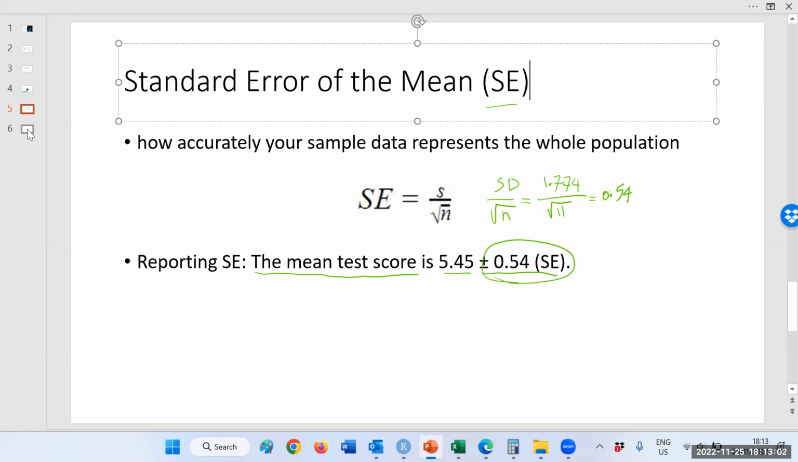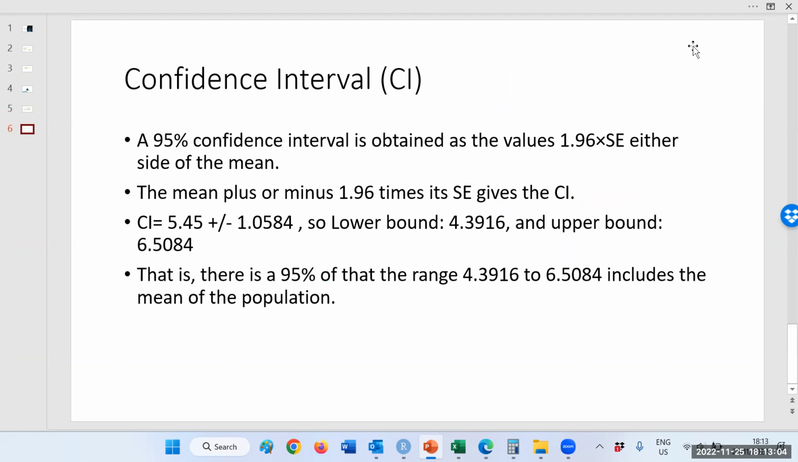Now, this brings me to the final concept, which is confidence interval. And I think this is very useful and very important. So a confidence interval refers to a 95%. I mean, there are two types, 95% and 99%. So let me just talk about the 95% one in this video. A 95% confidence interval is obtained as the value 1.96 times standard error of the mean, either side of the mean. What does it mean?